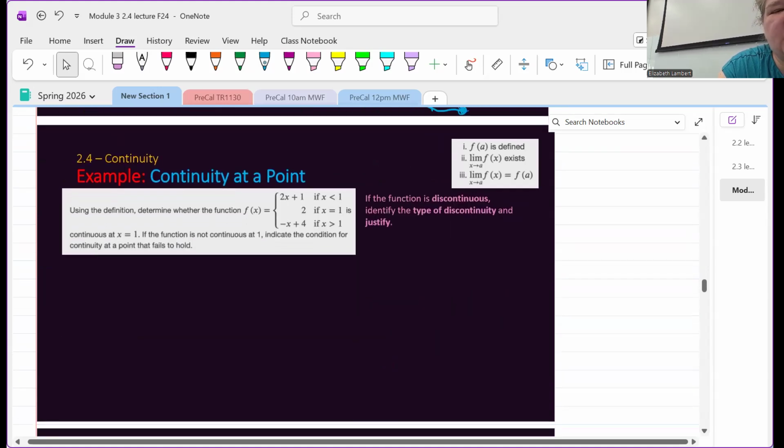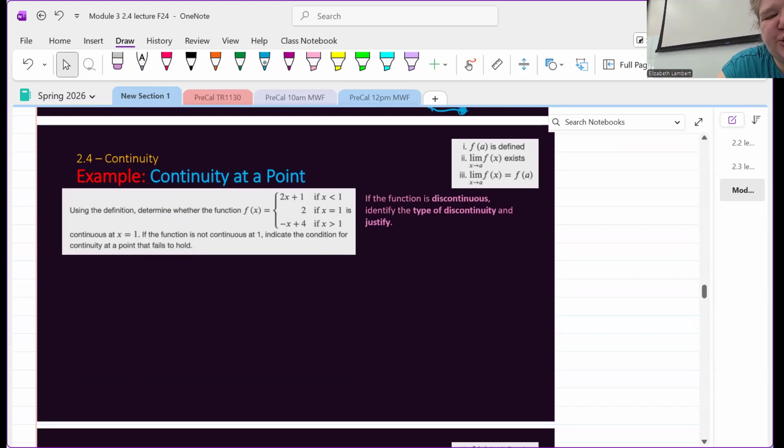All right, so this next one is just a little more extreme version of the previous one, new formulas. But this is asking us to investigate whether it's continuous at x equals 1. And then if it's not, indicate the condition for continuity at a point that failed. That is horribly worded. If the function is not continuous at 1, indicate the condition for continuity at a point that fails to hold. Oh, okay.